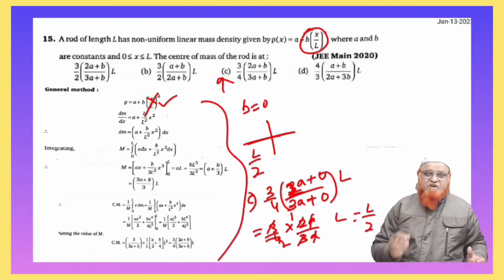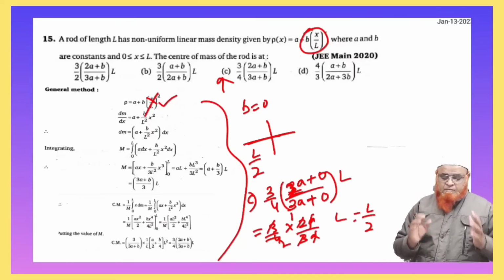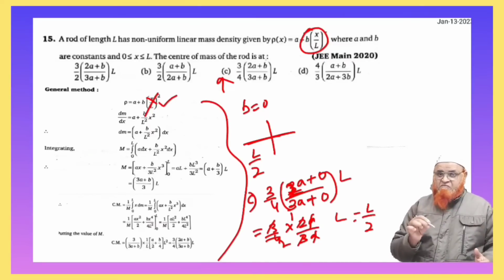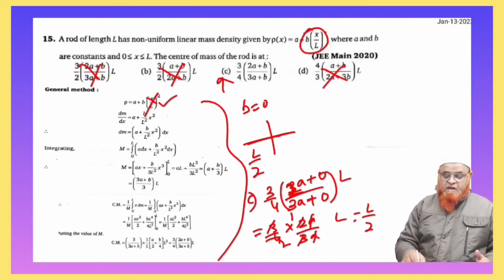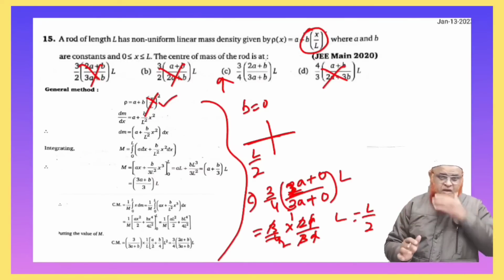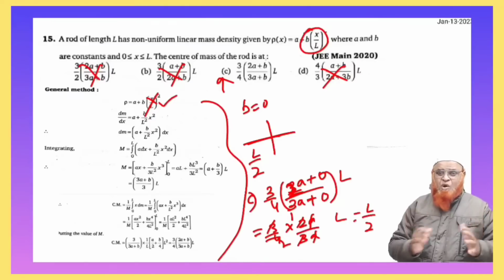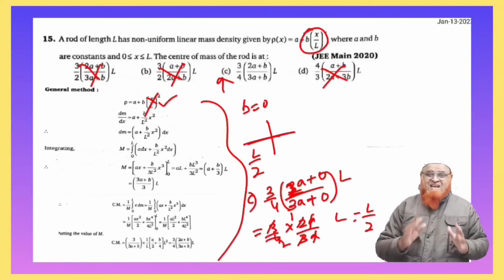Now our correct option is going to be C, our third option, because you are going to get the center of mass of the rod as L by 2. The remaining three options are going to be wrong, because if you substitute the value of B as 0, you are not going to get L by 2. Other than that, you will get some other value.